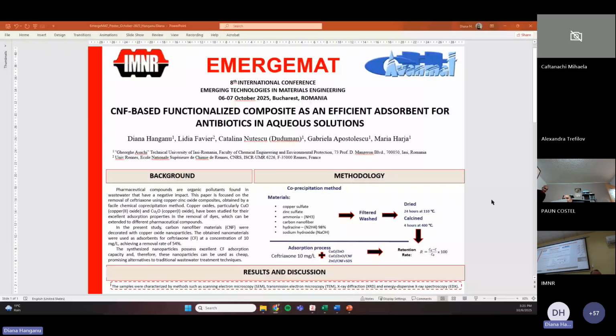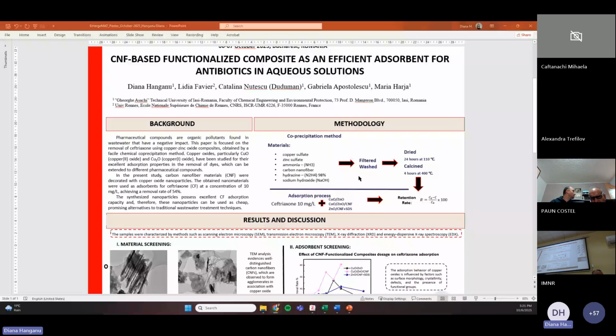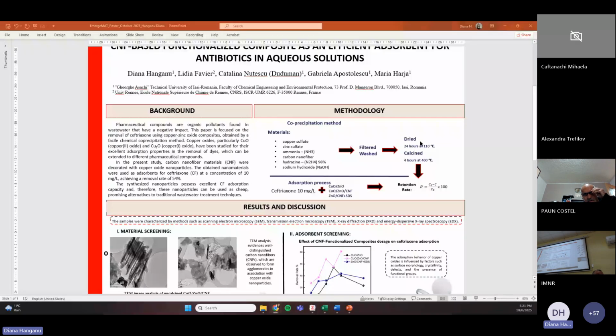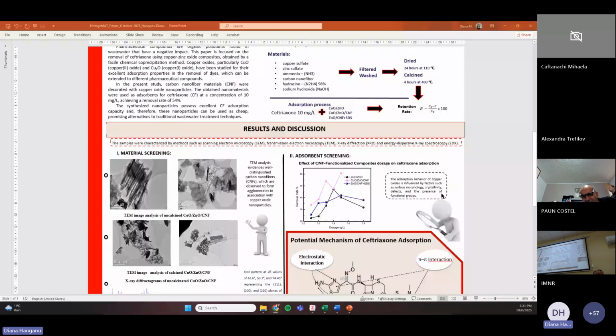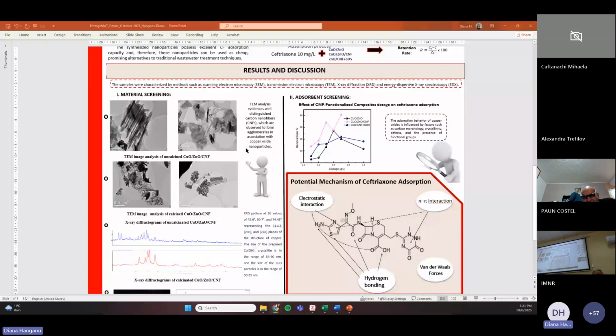The method of synthesis is a simple co-precipitation method. We made the materials, copper oxide and zinc oxide with and without carbon nanofibers, calcinated for hours at 400 degrees. The samples were characterized before and after calcination. You can see the carbon nanofibers and the oxides that form an agglomeration over the carbon nanofibers.